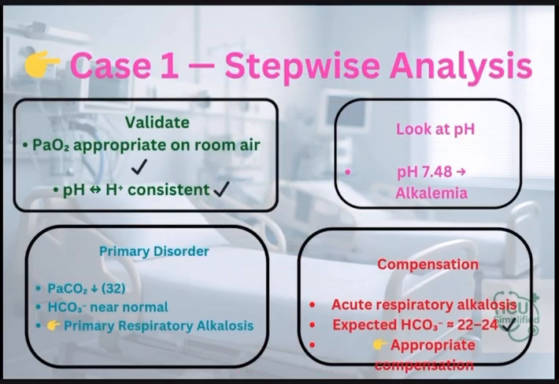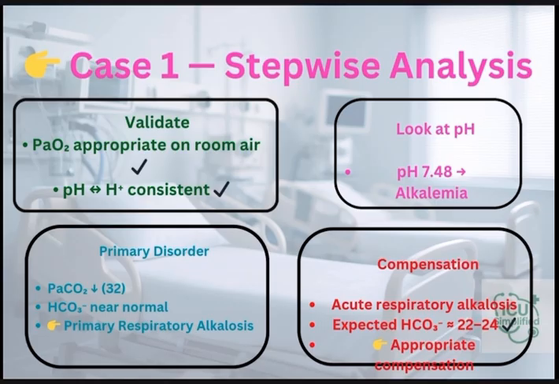Let's now go through case 1 step by step. First, we validate the ABG. The PaO₂ is appropriate for room air and the pH correlates well with the hydrogen ion concentration. So the ABG appears valid. Next, we look at the pH. A pH of 7.48 indicates alkalemia.